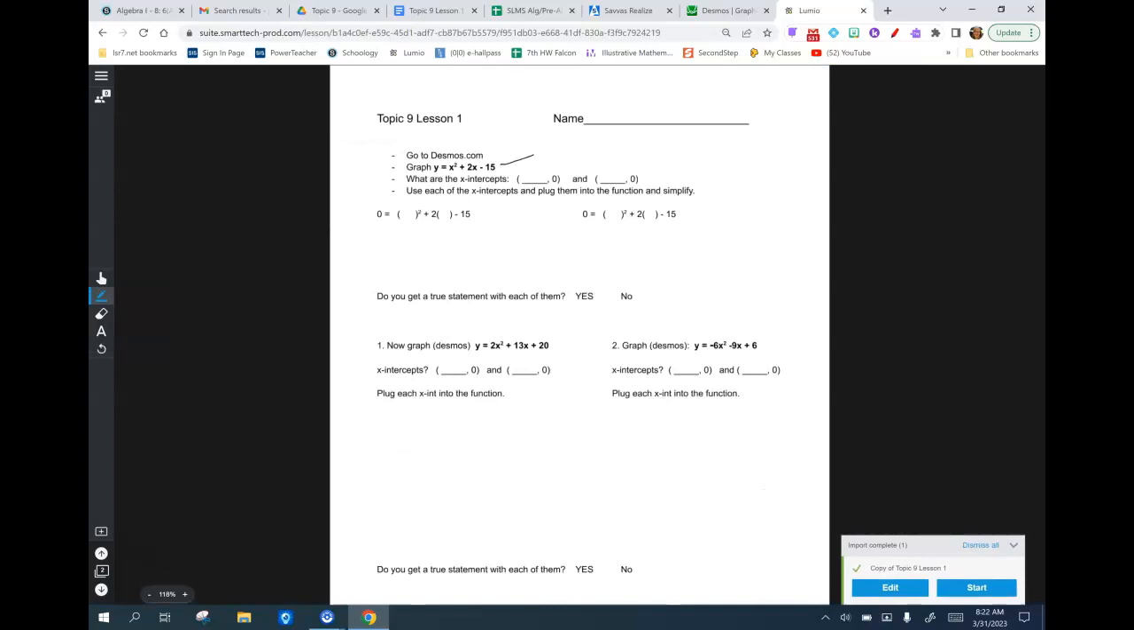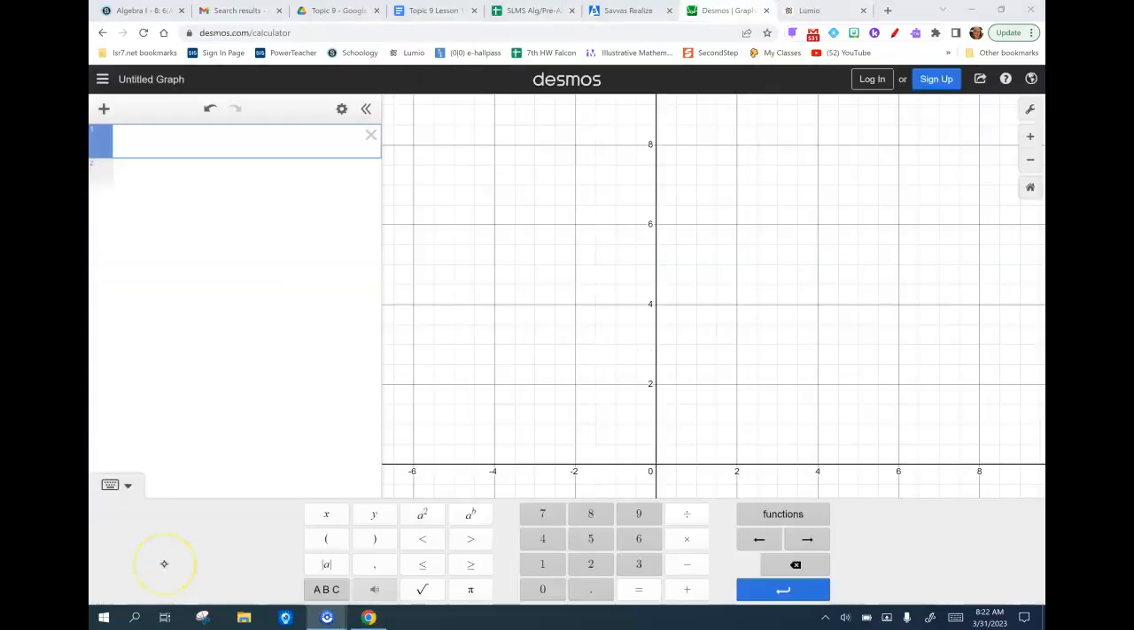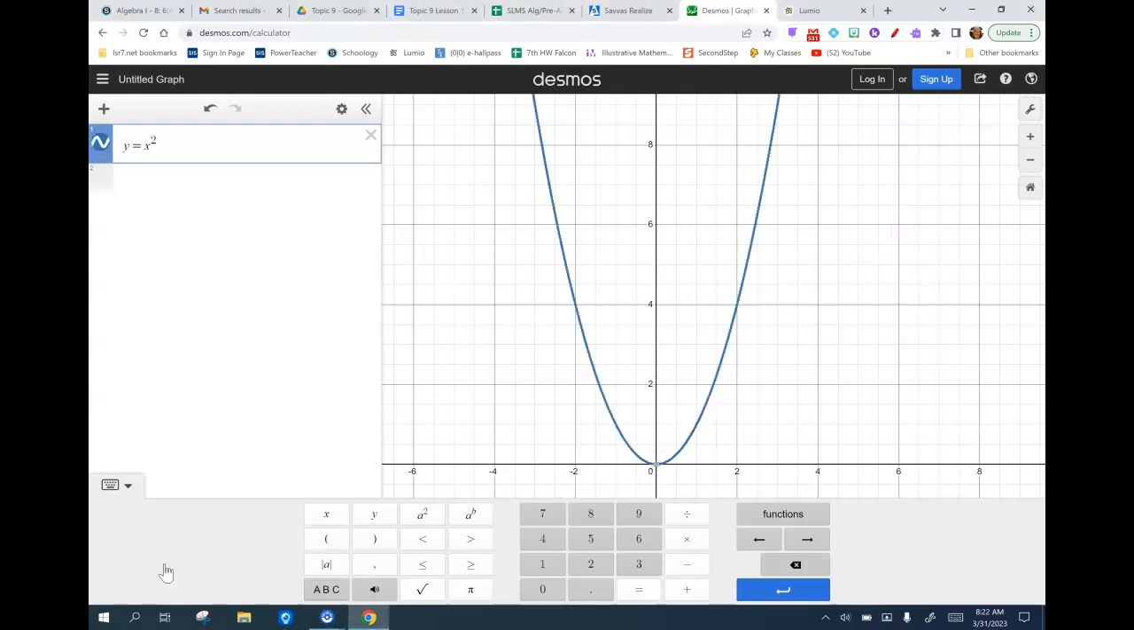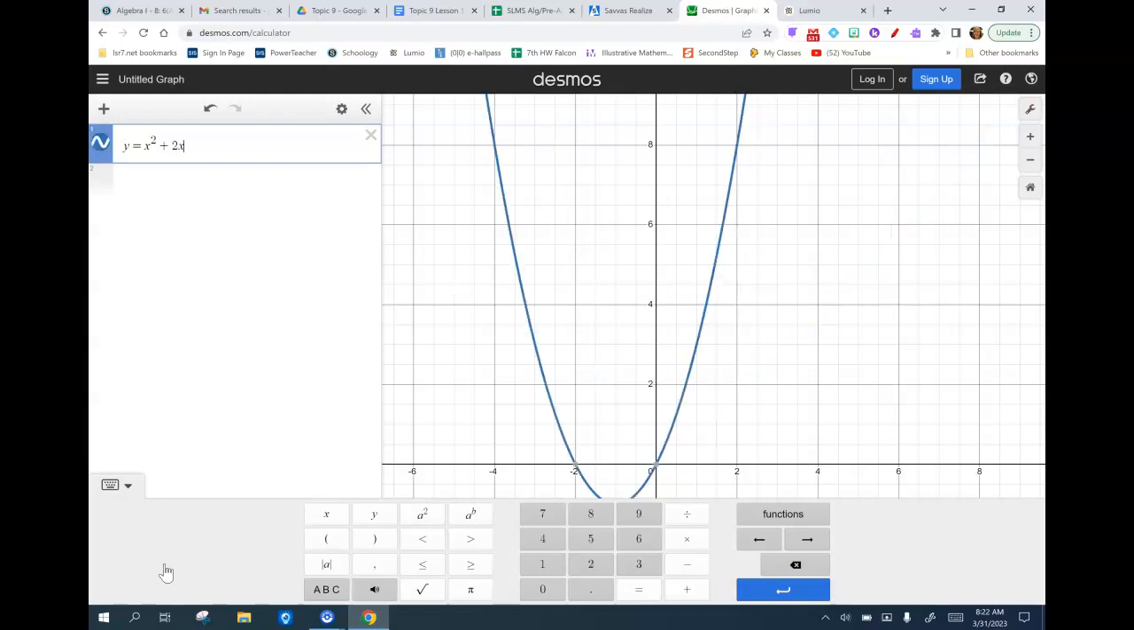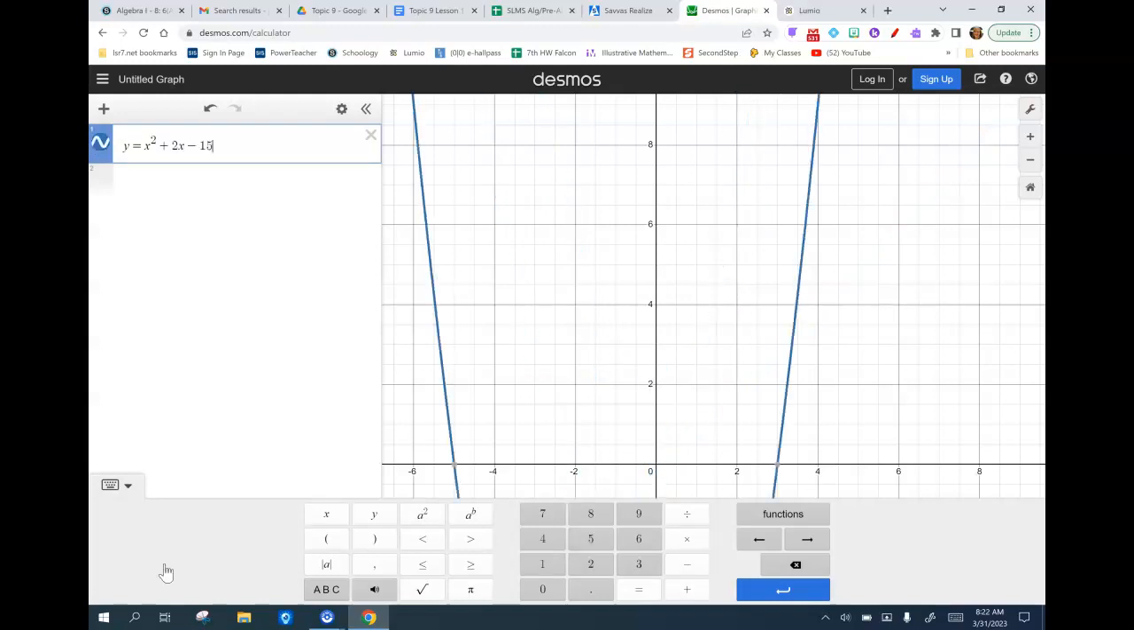Write down that, and write down this information right here. That will make your world a little bit easier. Okay, and then we'll come back to this sheet. Okay, so now off to Desmos. So now we're going to be graphing the equation. So y equals x squared plus 2x minus 15.